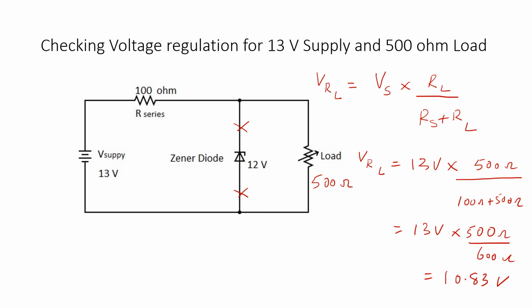So we can put a big X here. This circuit will not regulate, because the voltage is too low. All that you would get out of this circuit with 13 volts in and a 500 ohm load is 10.83 volts. It would fall off from the regulated voltage of 12 volts down to 10.83 volts. All right, so that is how you check for voltage regulation.